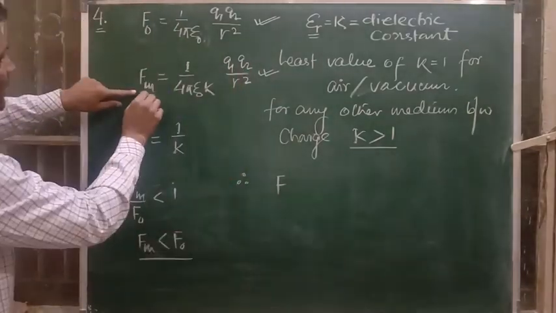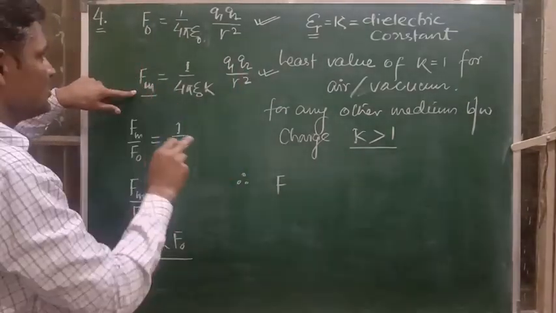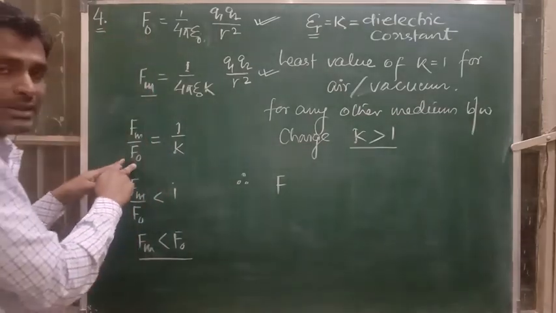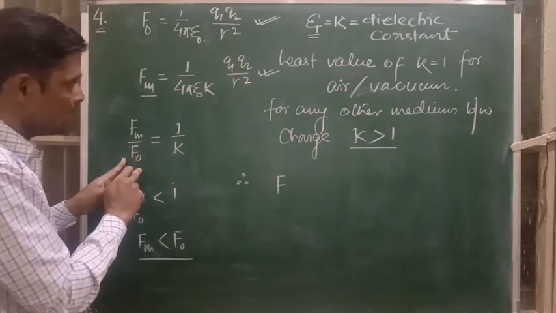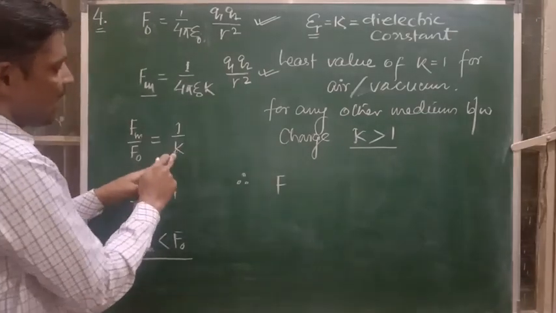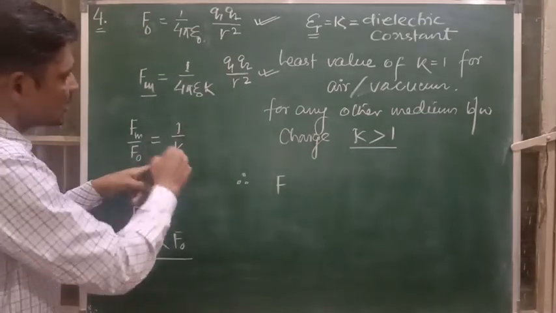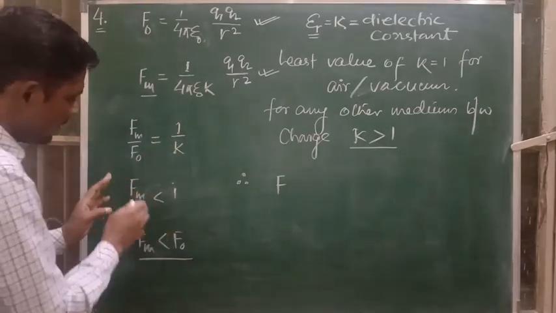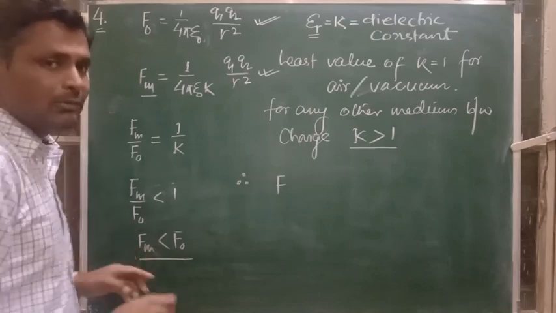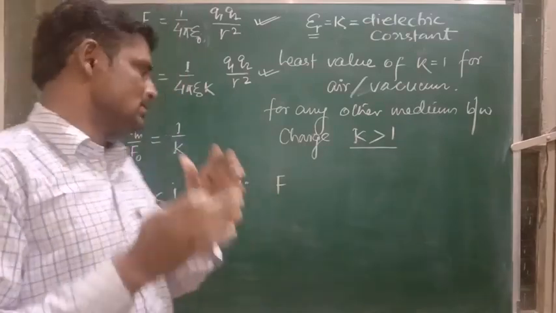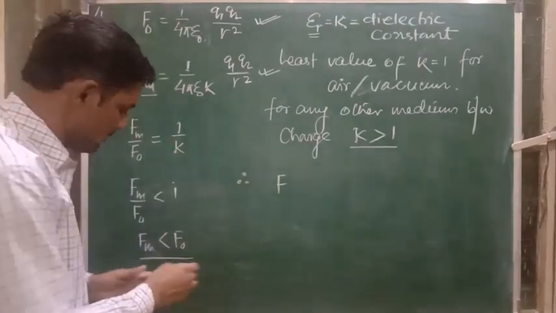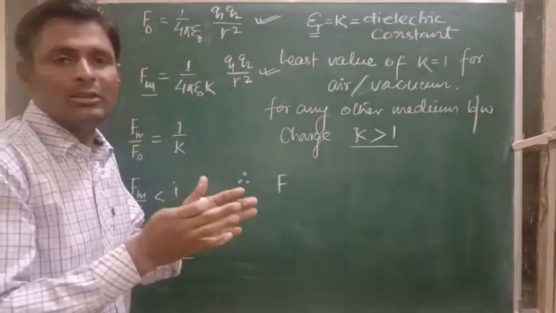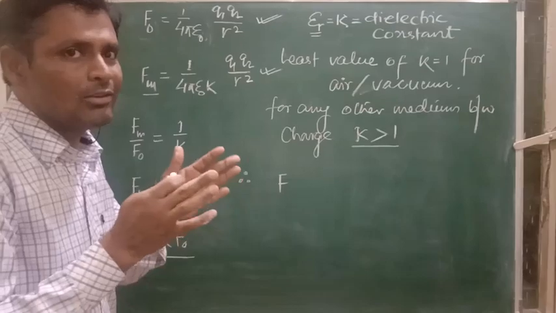So dividing the force between the same two charges when in a medium by the force between the same two charges when in air, it gives 1 by K, and K is greater than 1. So this fraction will be less than 1, and on solving this we find that the force between the two charges when a medium is inserted between them is less than the force when the medium between the charges is air or vacuum.